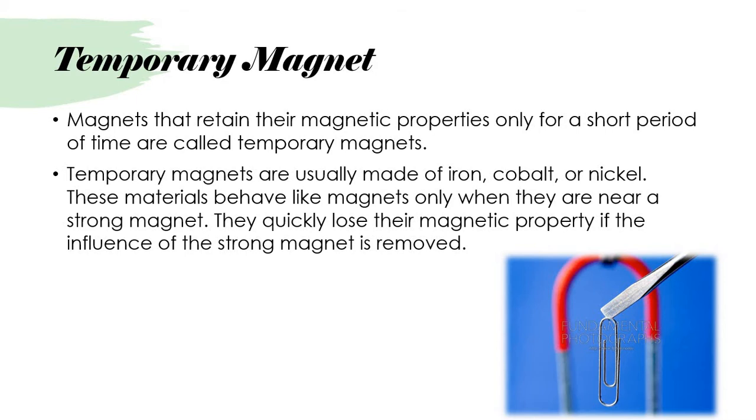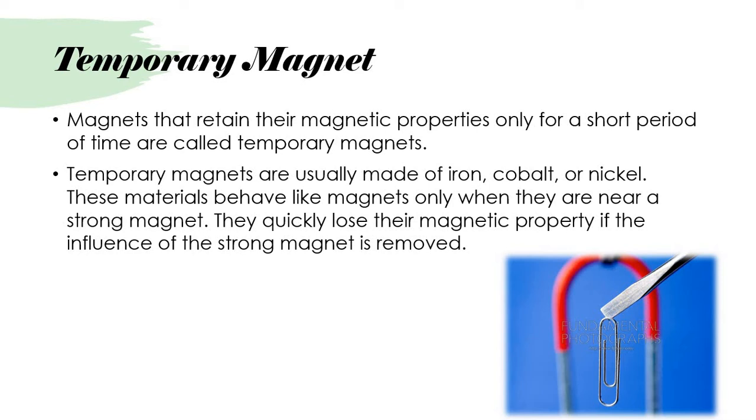Now coming to the temporary magnet. I think all of you are aware of this word temporary. Temporary means what? That thing that is for a short period of time, not for a longer period of time, and that is not going to be stable. So magnets that retain their magnetic properties only for a short period of time are called temporary magnets.